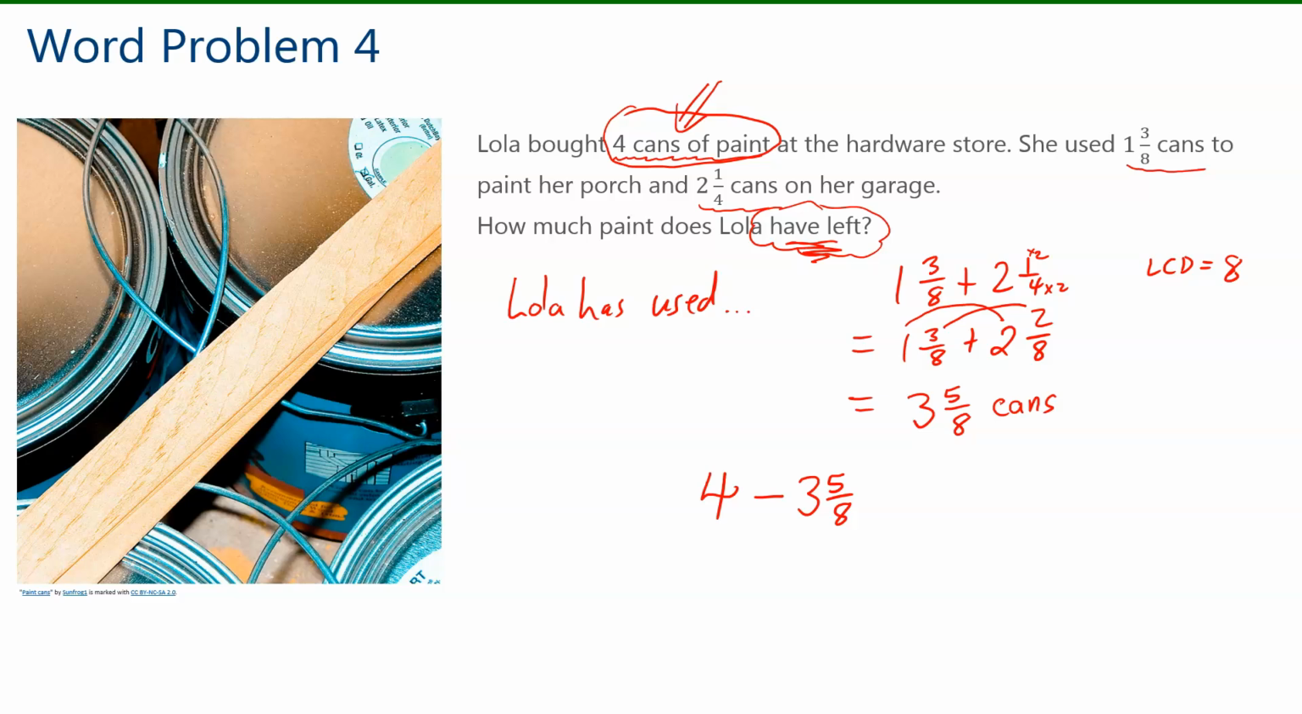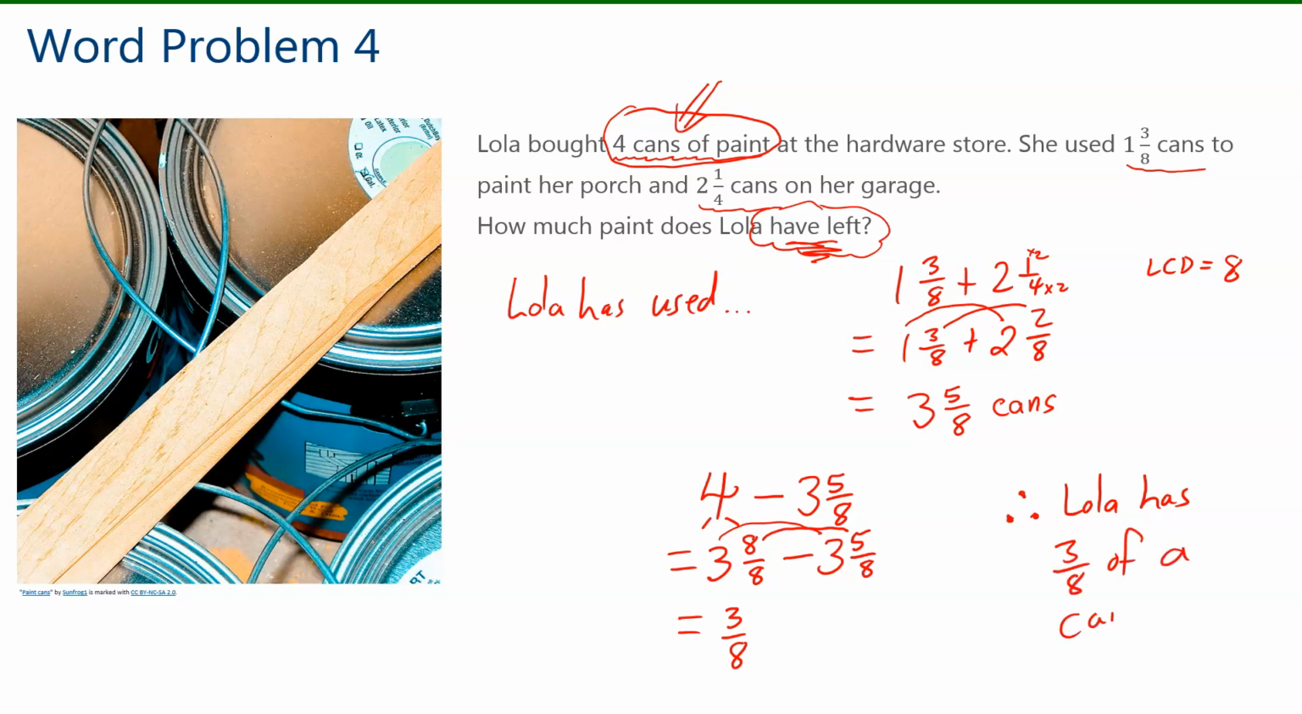How much is left? To subtract these, let's change the 4 to 3 wholes and then 8/8, which gives me another whole. And then that allows me to subtract the 3 5/8. I subtract the whole number parts. 3 subtract 3 is nothing. Then I subtract the 2 fractions, and 8/8 minus 5/8 will give me 3/8. So therefore, Lola has 3/8 of a can remaining.